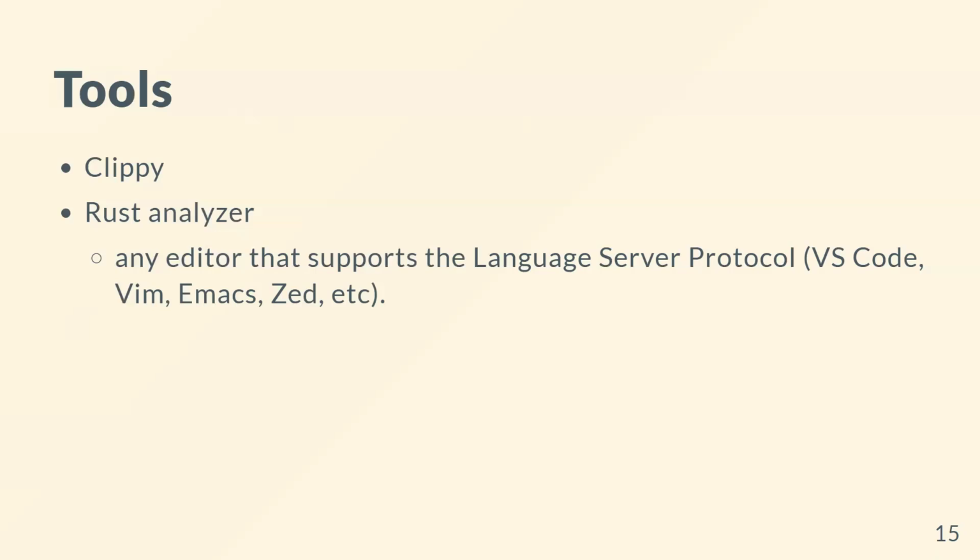I would say generally you want your Clippy to be completely clean. Try and avoid warnings and errors wherever possible. The other super common tool is Rust Analyzer. You can get this as a component when you do the rustup install. You can also use the VS Code extension, and you can use it in any editor that supports the language server protocol. So VS Code, Vim, Emacs, Zed, etc. All of them support integrating with Rust Analyzer.